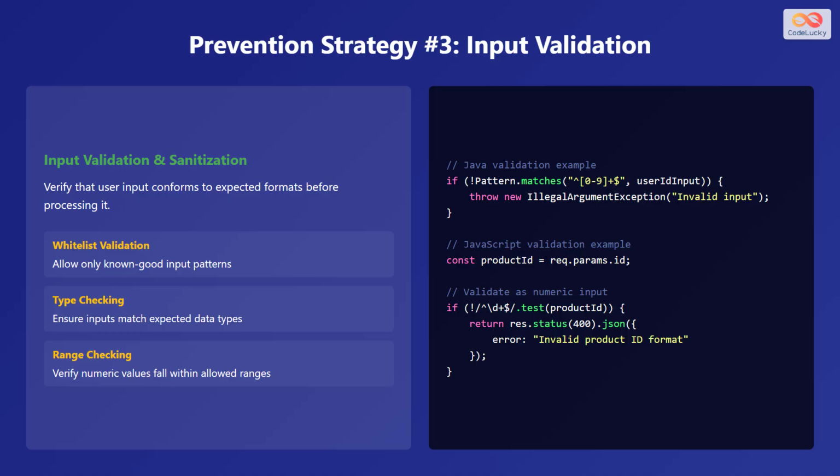For example, if an ID must be a positive integer, you can validate that the input is both numeric and within the acceptable range. Here's a Java validation example using regular expressions to validate a user ID input, and a JavaScript example to validate a product ID.